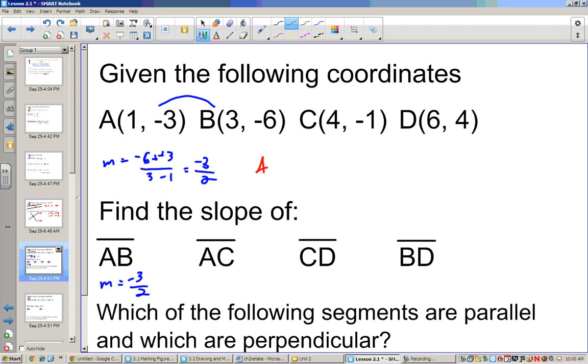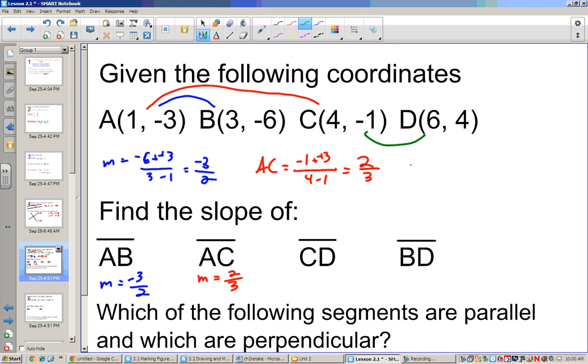If I want to find the slope of AC, I'm going to do negative 1 minus negative 3 all over 4 minus 1. So that's going to be minus a negative, which is negative 1 plus 3. So that's 2 over 4 minus 1, which is 3. So AC has a slope of 2/3.